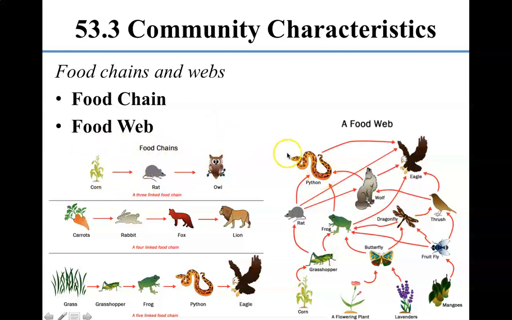Food webs are like food chains, but they're just a little bit more robust. So you link a couple of food chains together, and you can see all the different interactions. So the corn is eaten by a grasshopper, the grasshopper is eaten by a rat, the rat is eaten by a snake or an eagle or a wolf. And so the food webs just display all the different interactions among trophic levels. Food chains are a little bit more simplistic. Food webs are a little bit more complicated, and the food web is a better representation of what's happening in the ecosystem.